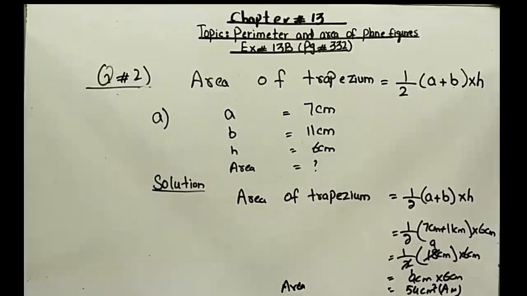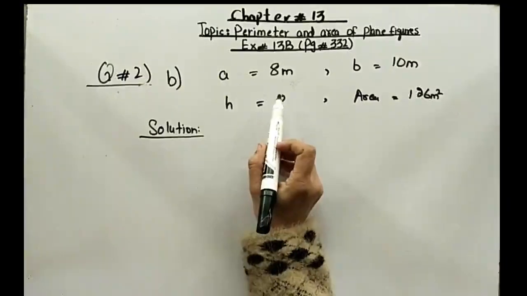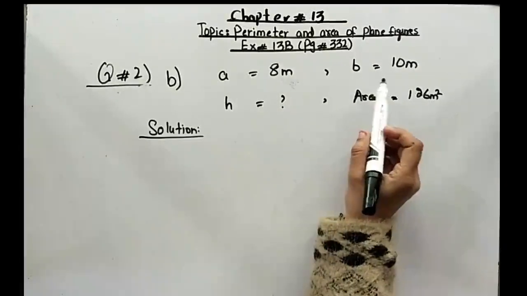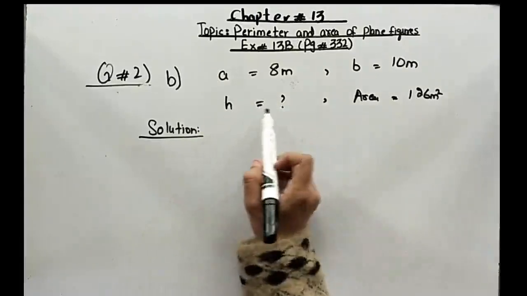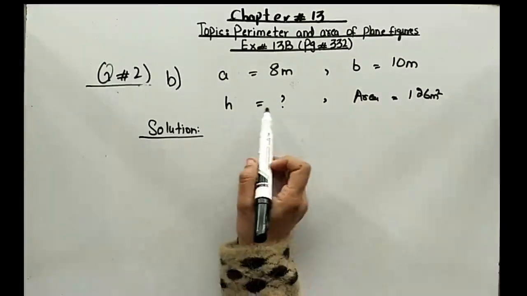Got it, beta? Okay, now do the practice of this question in your notebook. Now the next part, they are asking about the height. So how can we find h when the two parallel sides and the area are given? In part B, A, the one parallel side, is equal to 8 meter and the other parallel side is equal to 10 meter, h is missing and the area is equal to 126 meter square. Then how can we find h?